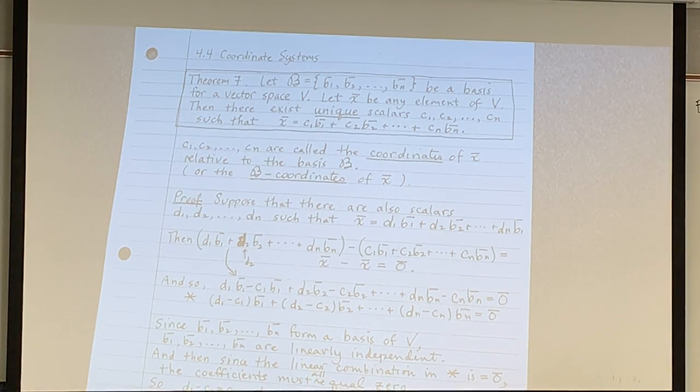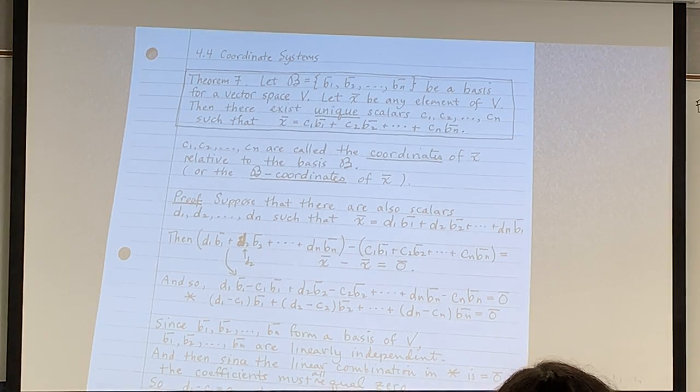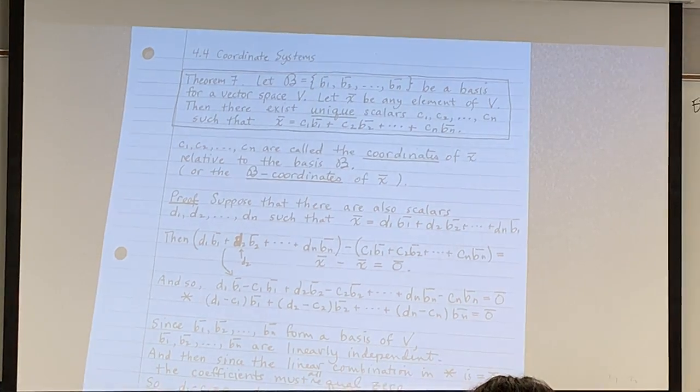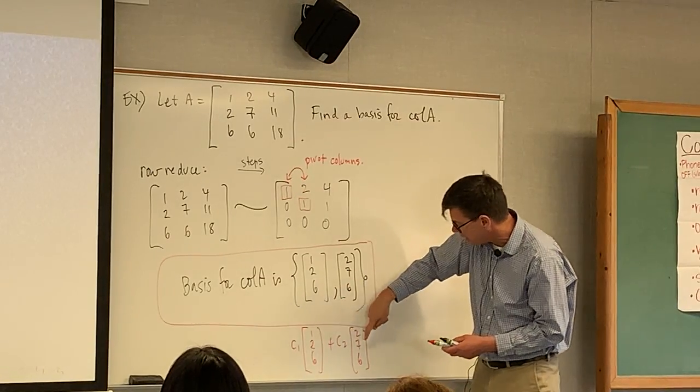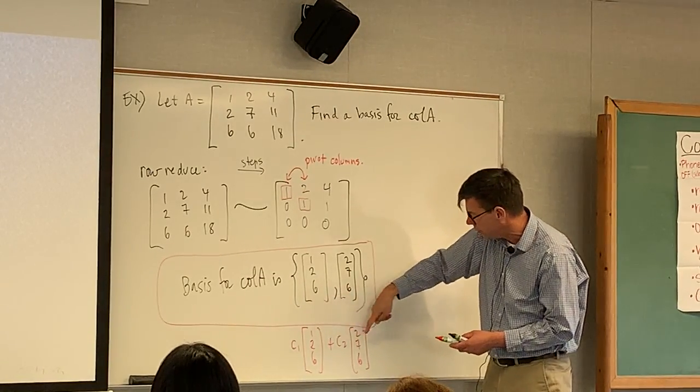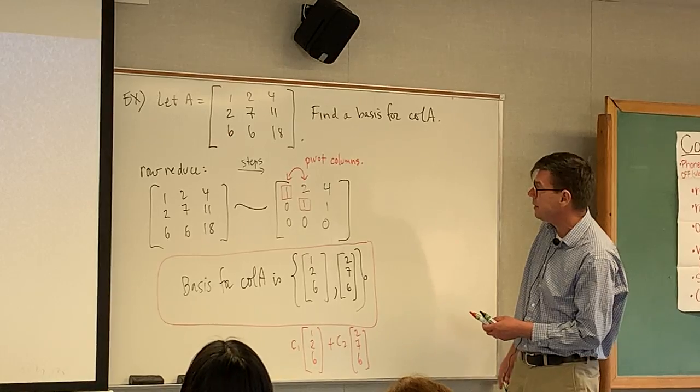the column space of A is going to be equal to all linear combinations of those two vectors, right? Like C1 (1, 2, 6) plus C2 (2, 7, 6). Every possible real number assignment to C1 and C2 will give you an element of the column space. For instance, you can get (4, 11, 18), because that's also in the column space. There must be a linear combination of these two that will give you (4, 11, 18).